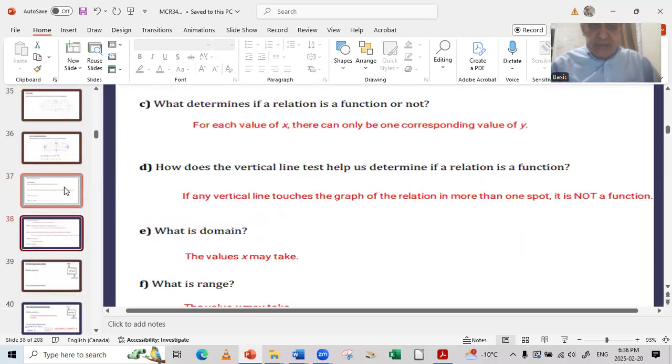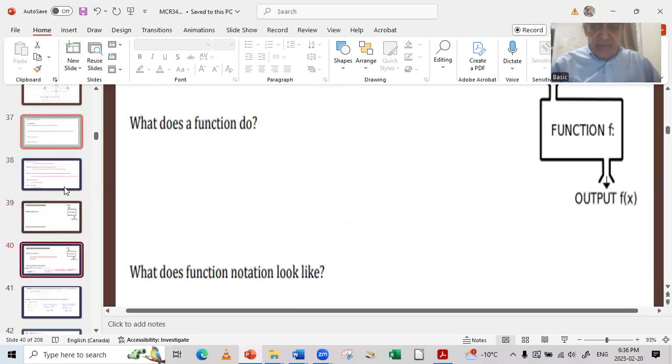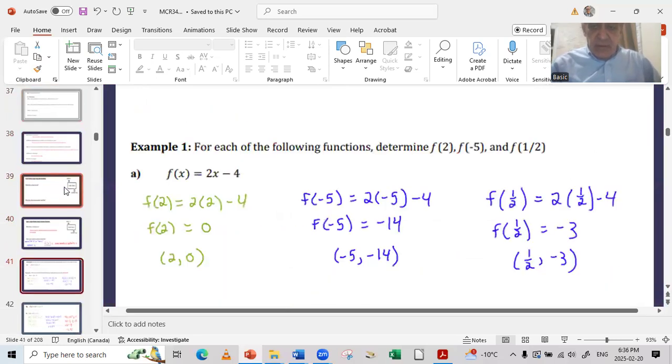I think this is very clear, guys. For each of the following functions, determine f(2), f(-5), and so on. I did two examples on the board about this. However, I will show you this example of how to solve it.